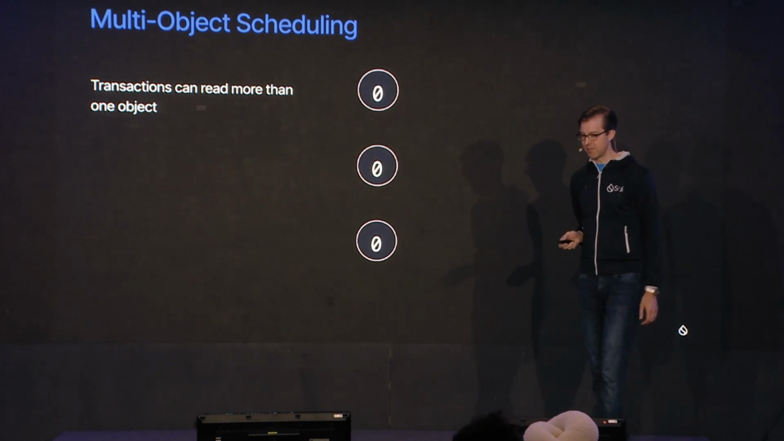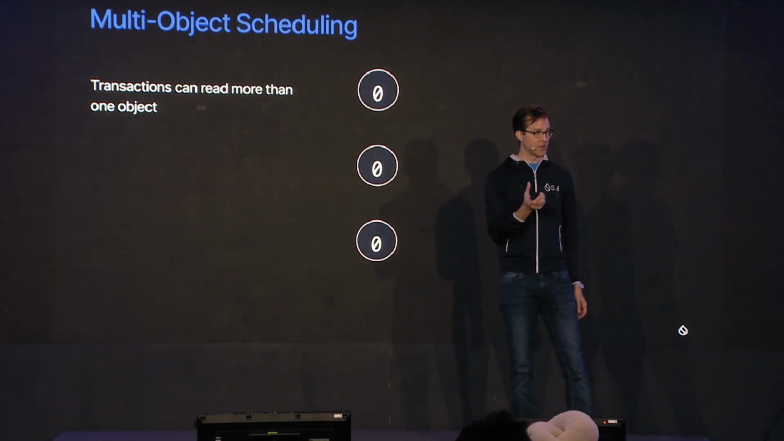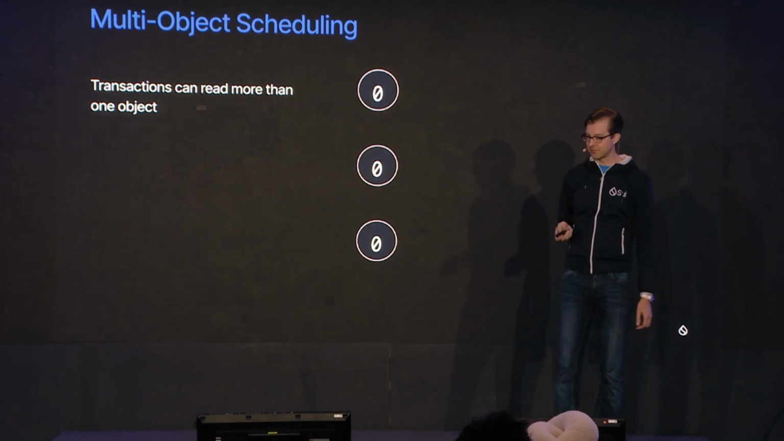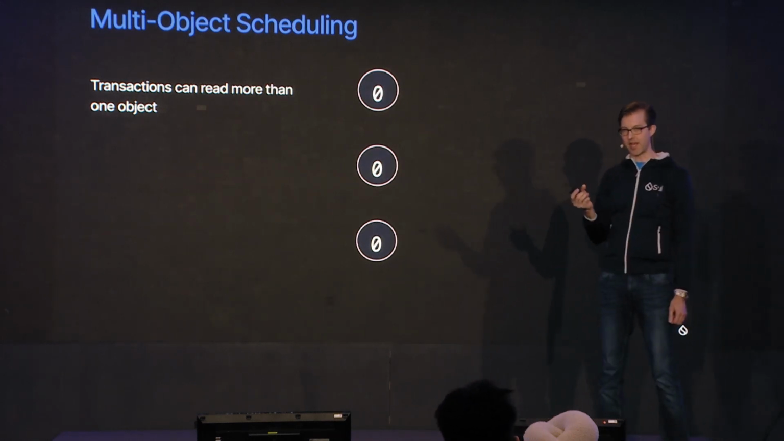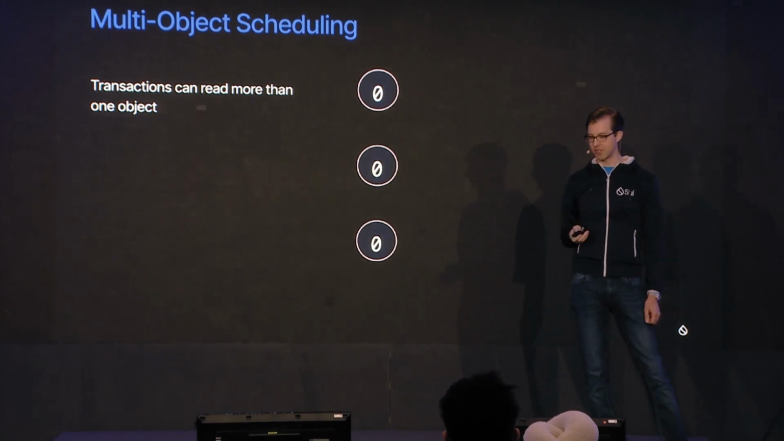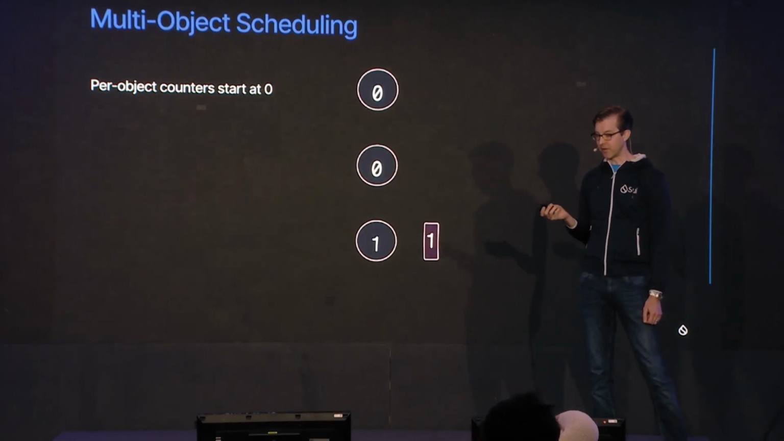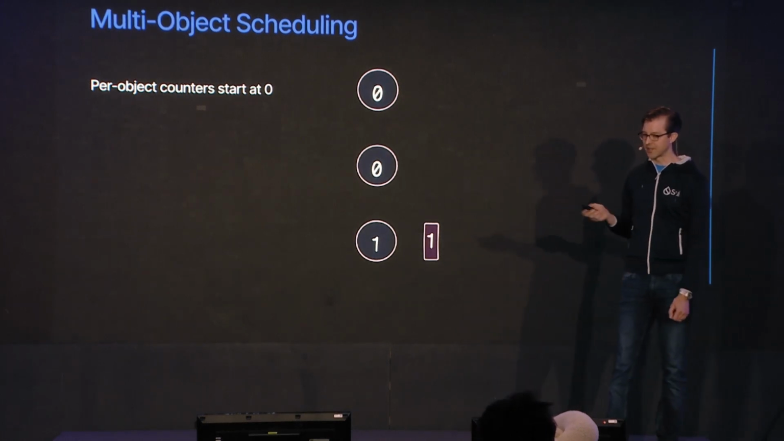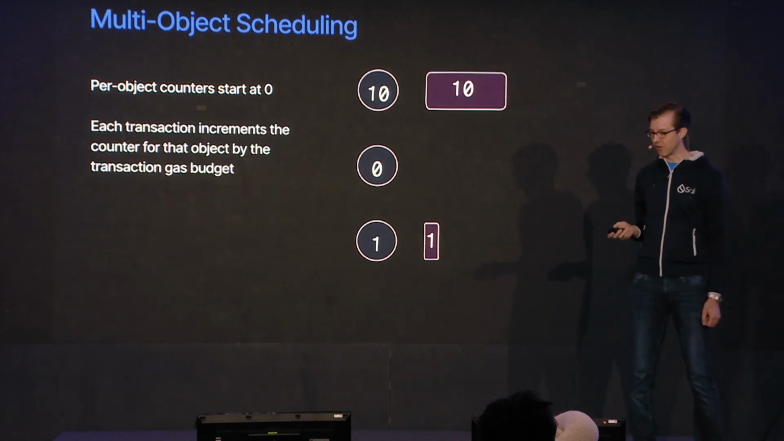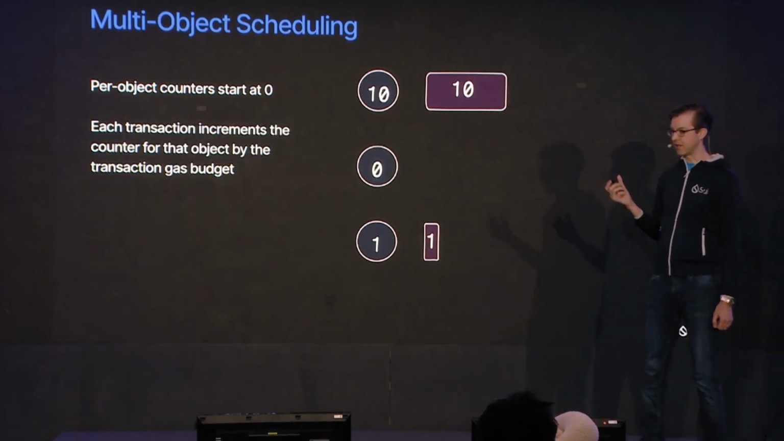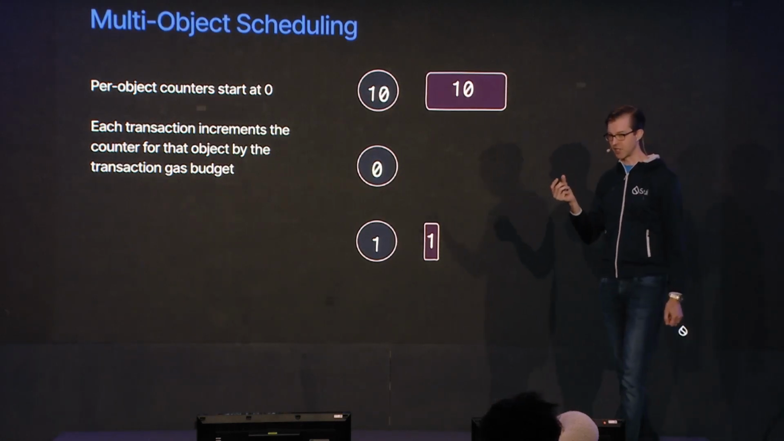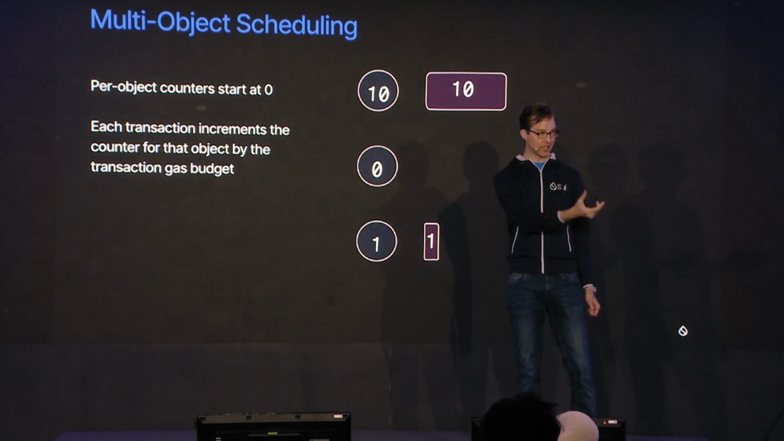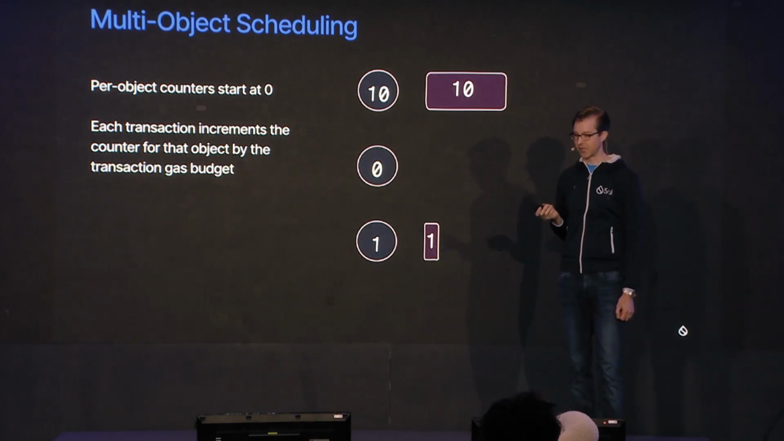I want to talk briefly about multi-object scheduling, because as you know, in Sui, a transaction can read more than one object. So the diagrams earlier are very simplified: every transaction comes in and gets assigned to one object. In reality, you could be reading any number of objects. So in this situation, we have three objects. We start a counter for each of them at 0. As transactions come in, we assign them to read the object, and we increase the counter for that object to indicate how much gas we have allocated to it for execution time.